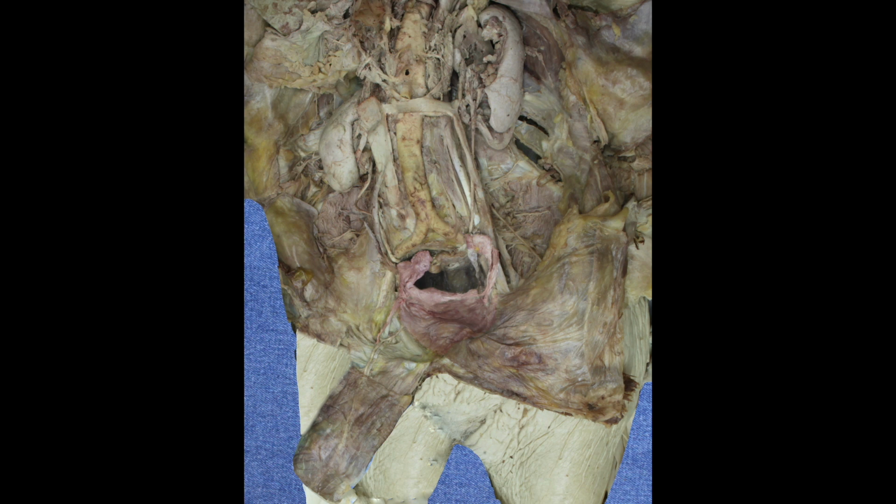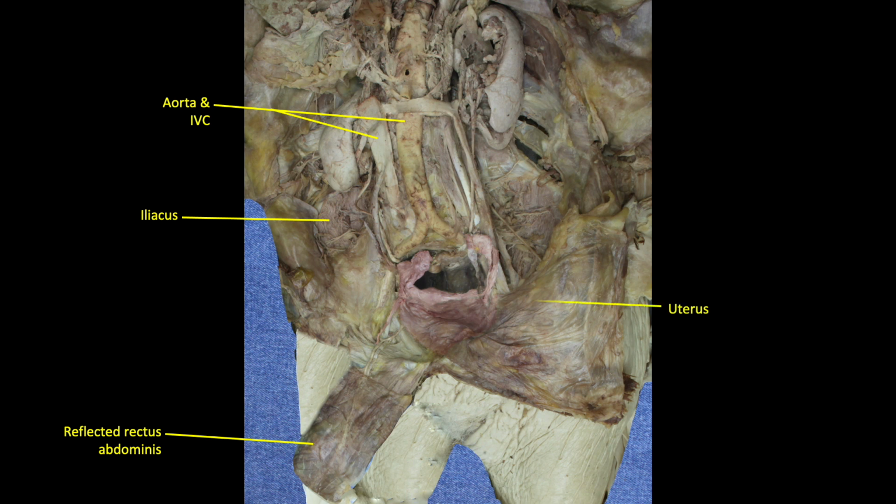Here, we see the typical cadaver after evisceration and prior to dissection of the perineum. We can identify structures that should be easily recognizable to you: the reflected rectus abdominis, the iliacus muscle, the aorta and IVC, the uterus, and the bladder. Now palpate the iliac crest.